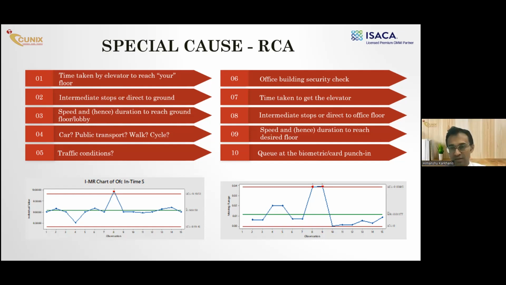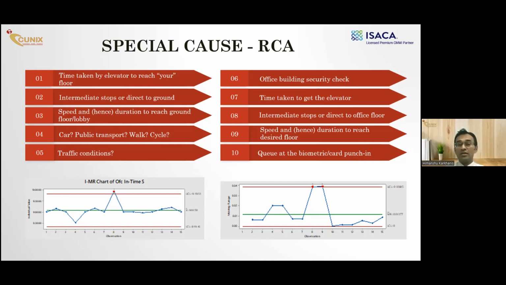What about the time taken from your office building elevator to reach your floor? Maybe there are also intermediate steps and there are too many stops in between. Maybe. What about the speed of the elevator in office itself? That's unexpectedly slow, which is why it could be a special cause. Remember, we are talking about special causes over here. Okay. There might be a queue when you finally reach your floor on time. There might be a queue at the biometric scan, or it's a scan or thumbprint or whatever.